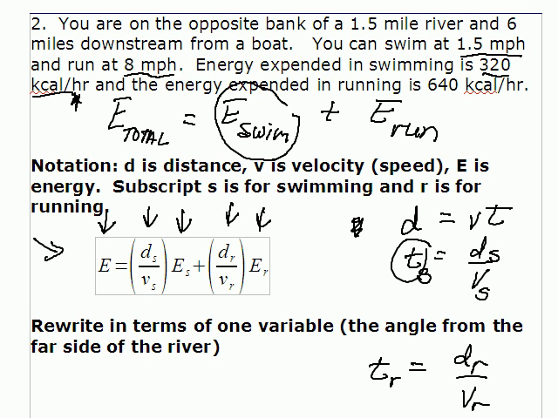The units are correct. Part of the reason for choosing these numbers is to make the arithmetic easy. But the setup is what we're concentrating on. So here's our basic equation, and this is the energy, and we want to minimize this energy. Right now it's a function of the distance that you swim and the distance that you run, and you want to change those variables into one variable.